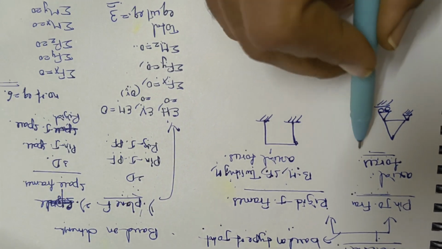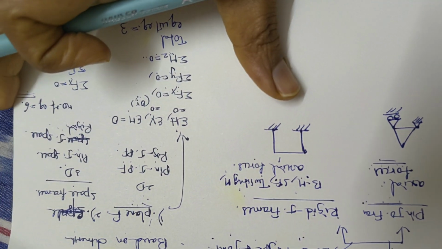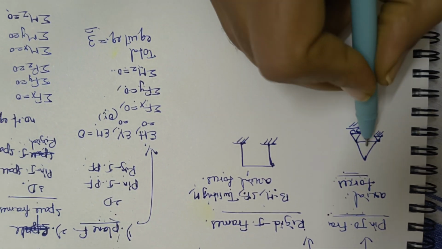And next, in pin jointed frames, the basic element is the triangle.